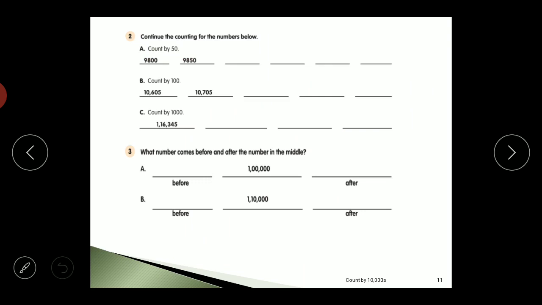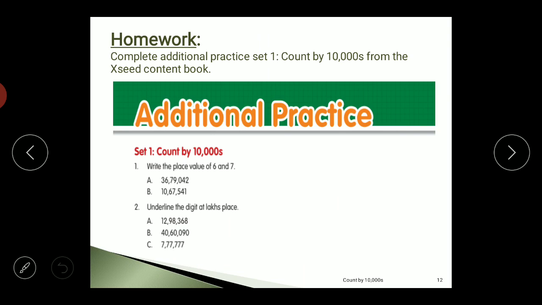Third question: what number comes before and after the number in the middle? The middle number is given for you. You have to write down the number that comes before and after. This worksheet you have to do in your notebook, and for extra practice some questions are given to you. You have to do those questions also. These are the additional practice questions.